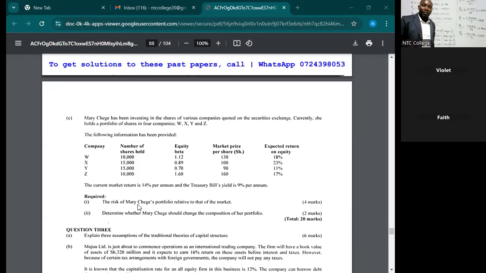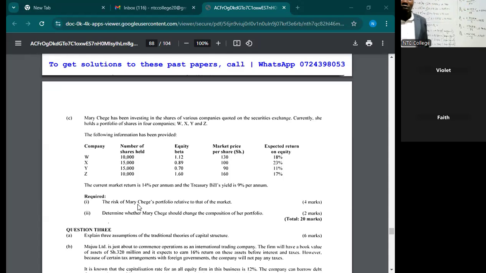Let me ask you, when you're given the number of shares and they're giving you the market price, what is the examiner giving you? You see they have given you the number of shares and the market price per share. What are they trying to tell you? We calculate the total value of shares, and therefore you can get what? The weight. The weight. Thank you.